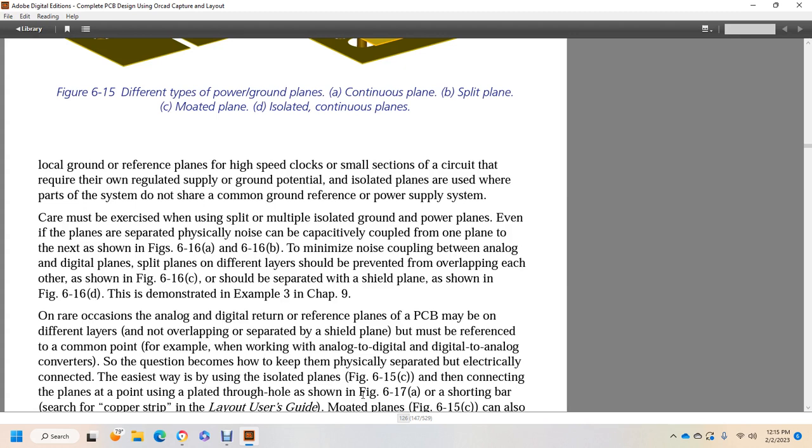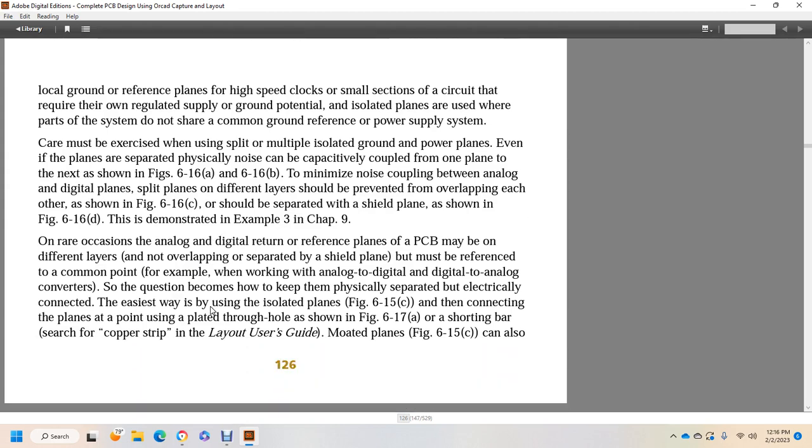Care must be exercised when using split or multiple isolated ground and power planes, even when next to each other and separated physically, knowing that capacitance couples from one plane to the next, as shown in figures 6.16A and 6.16B. To minimize noise coupling between analog and digital planes, split planes on different layers should be prevented from overlapping each other, as shown in figure 6.16C, or should be separated with a shield plane, as shown in figure 6.16D, and demonstrated in the example in chapter 9.